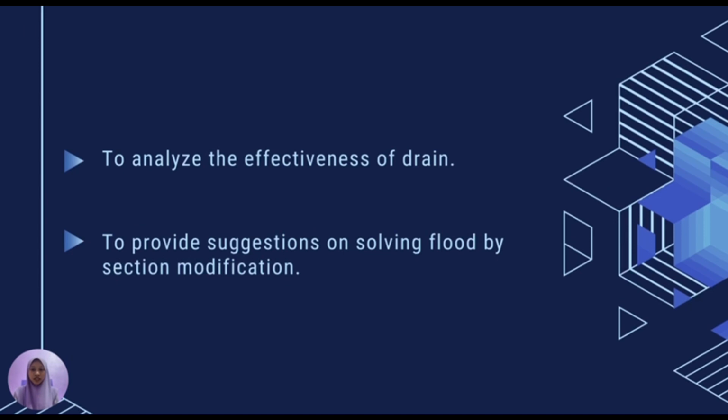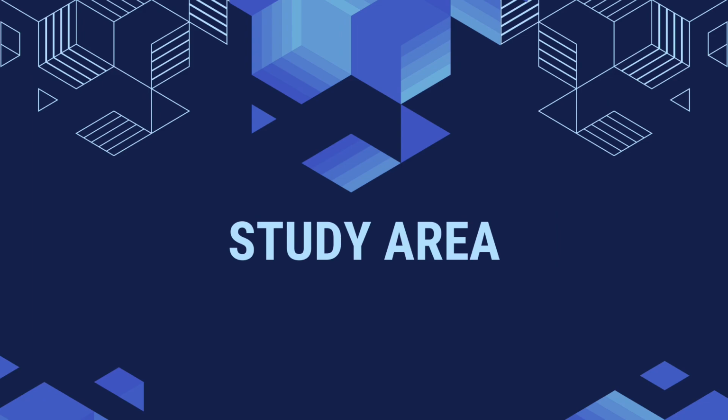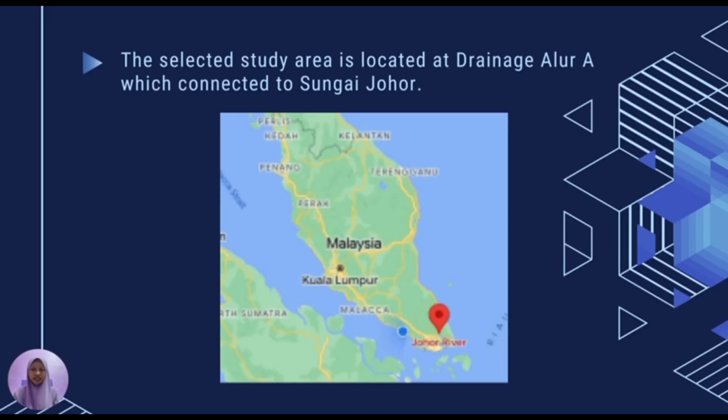Therefore, the objectives of this study are to analyze the effectiveness of the drain and to provide suggestions on solving flood by section modification. For study area, the selected study area is located at drainage Alur A, which is connected to Sungai Johor.